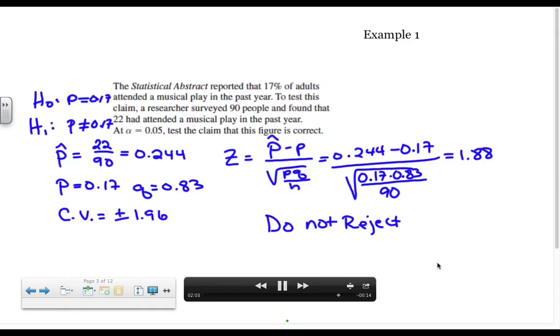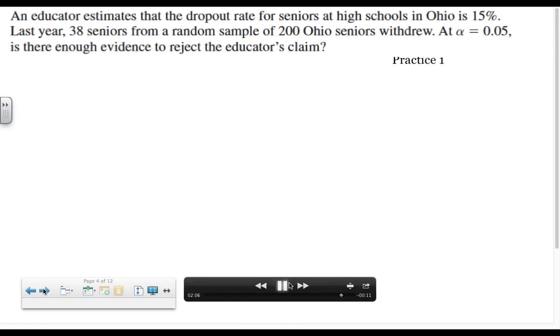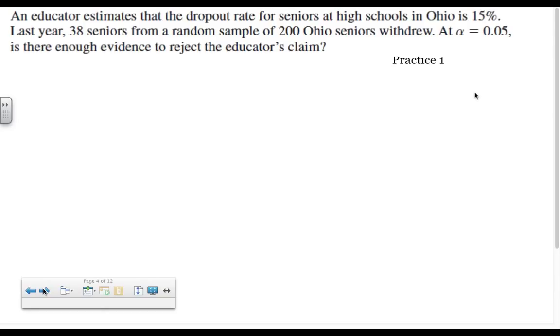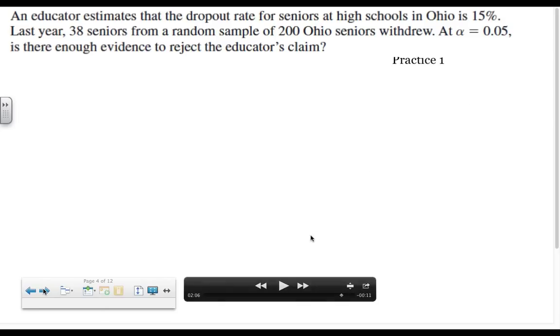Now let's look at a practice problem. Go ahead, let's read it first. An educator estimates that the dropout rate for seniors in high schools in Ohio is 15%. Last year, 38 seniors from a random sample of 200 Ohio seniors withdrew. At alpha equals 0.05, is there enough evidence to reject the educator's claim? Again, it's going to be a two-tailed test. We're trying to prove that 38 out of 200 is different than 15%. So go ahead and pause the video, do your practice problem, and then check your answer.